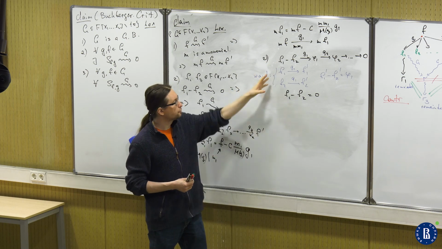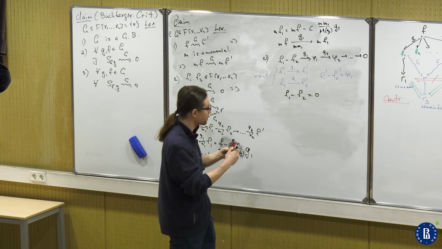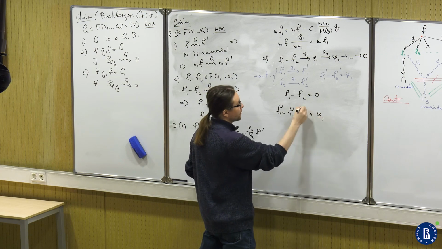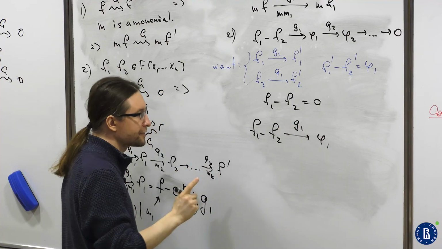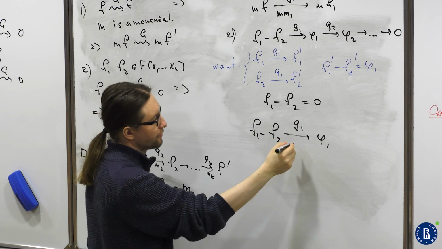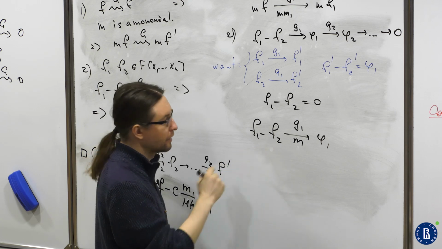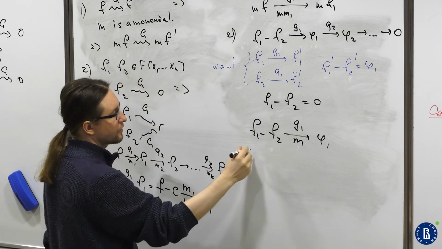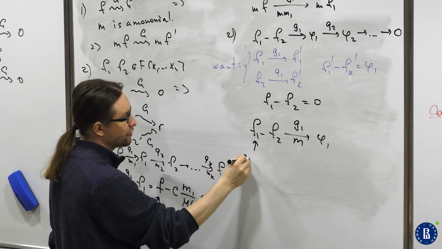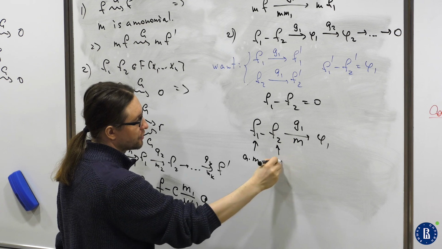Now, how to prove this thing? Well, we should consider the reduction here. So F1 minus F2 leads to phi 1 using G1. And suppose we did a reduction of the monomial M. So the monomial M is presented here. So we may assume that the monomial M appears here with the coefficient A, and the monomial M appears here with the coefficient B.